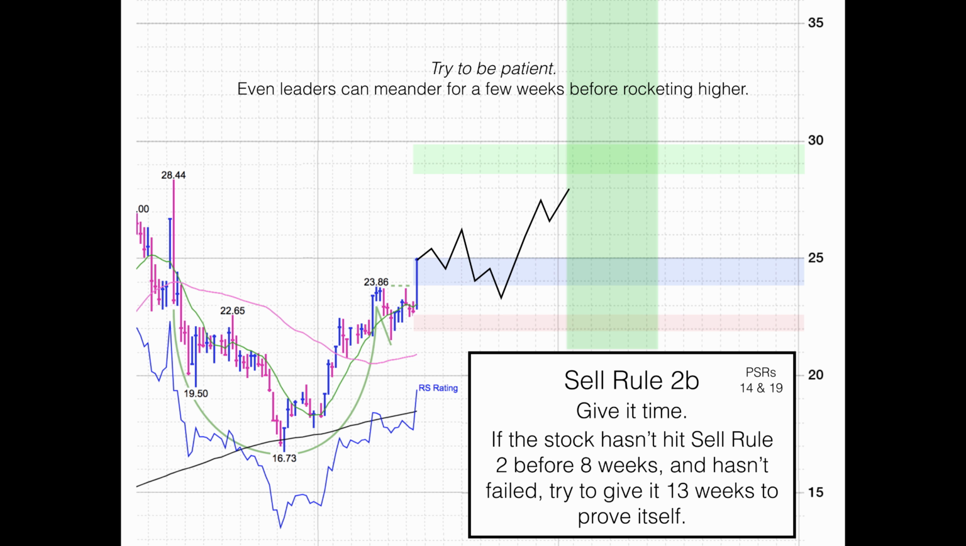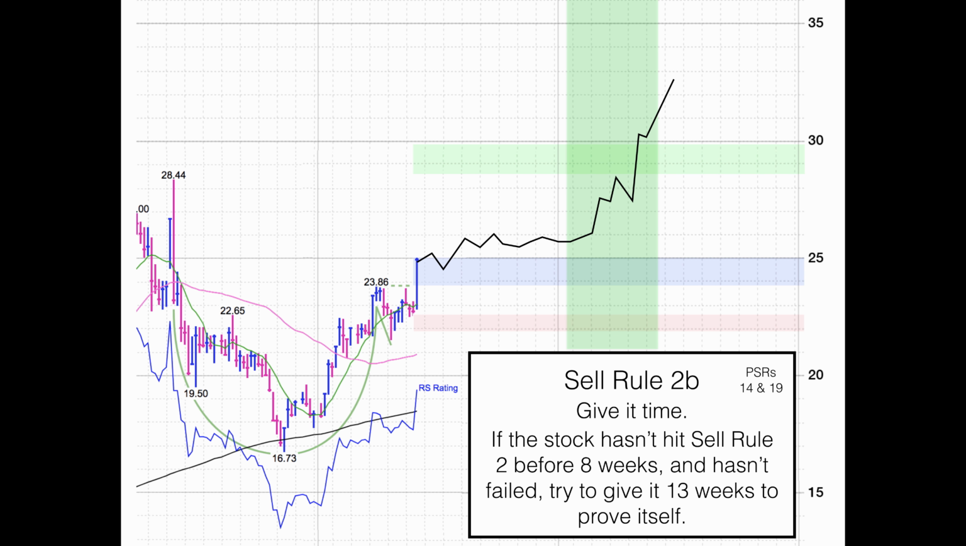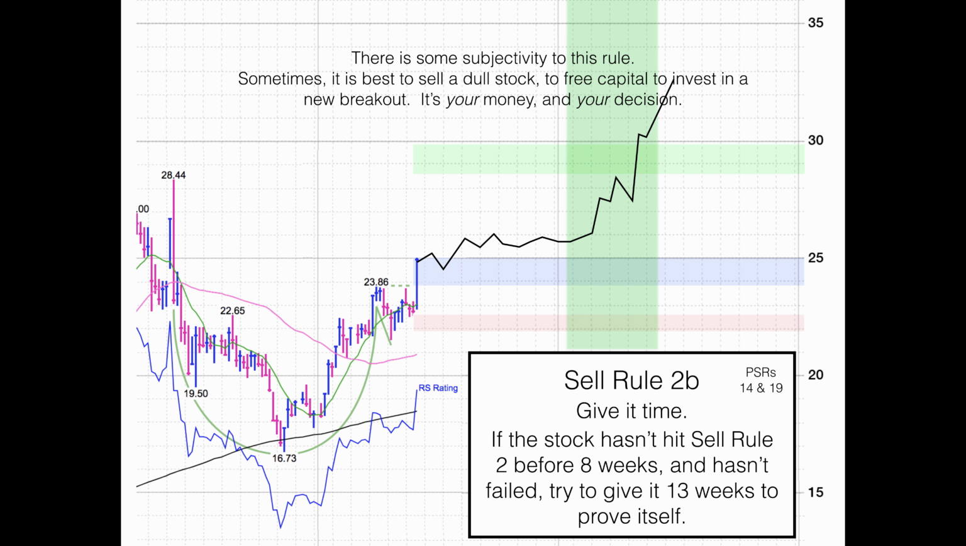Try to be patient. Even leaders, the best of the stocks, can meander for a few weeks before rocketing higher. You're hoping you get something like this. Okay? Be patient with some of these. They're not all going to go to 25% in 8 weeks. Now, there's some subjectivity to this 13-week rule. Sometimes you're going to get a laggard or a stock that's just moving sideways, and you see a new breakout that you really want to be in.